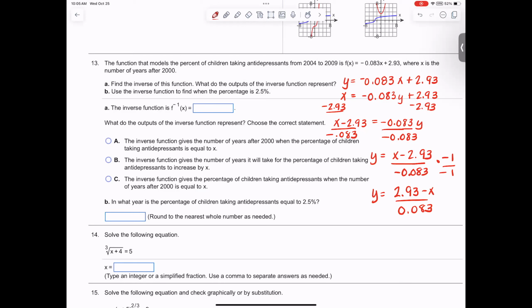Okay, so if the function gives me the percent of children taking antidepressants from 2004 to 2009, what does the inverse do? The inverse gives us the number of years after 2000 when the percentage of students taking antidepressants is equal to a given value. That sounds right, because the inverse does the opposite. So if the function gives me the percent given the years after 2000, then the inverse would give me the number of years after 2000 given the percent.